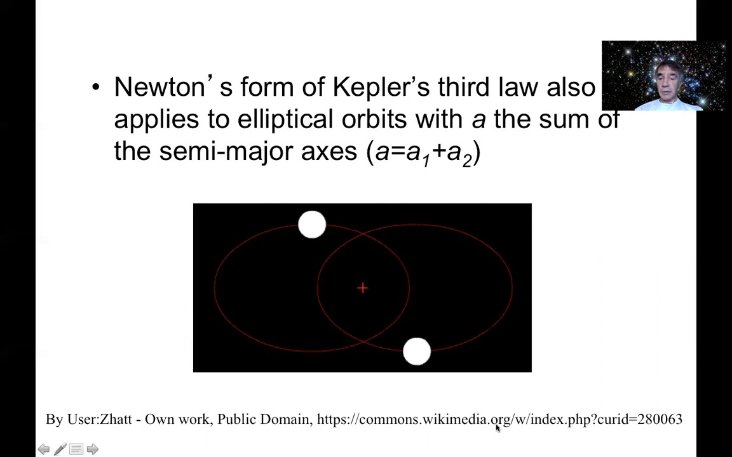If you go to this web link, you'll see an animation of how stars on elliptical orbits orbit around the common center of mass, showing you again that they move slowly out here and more rapidly in here.